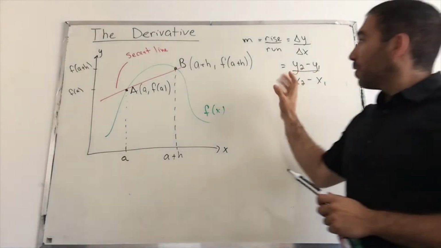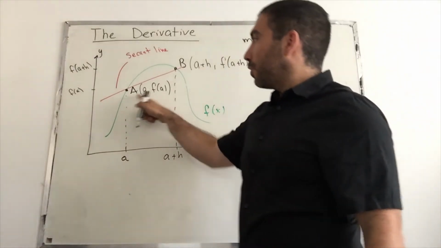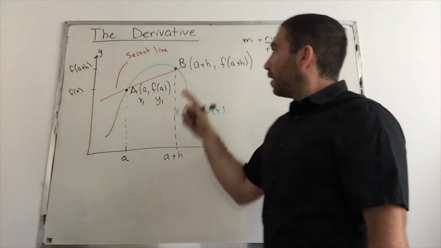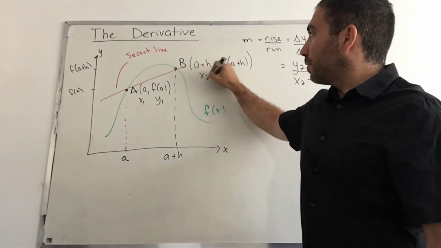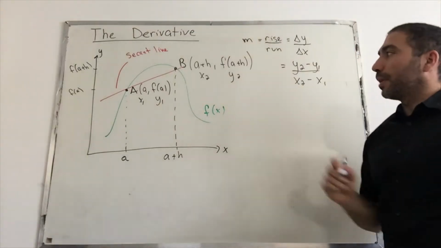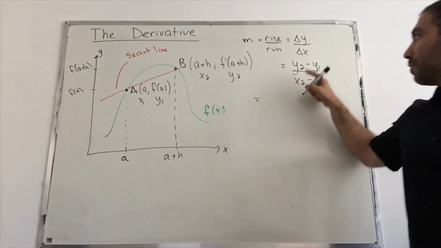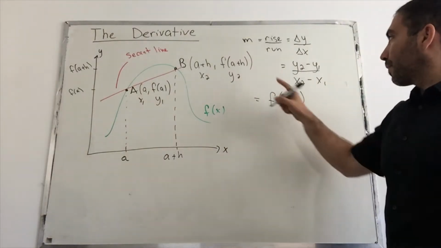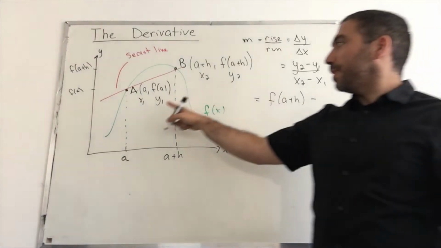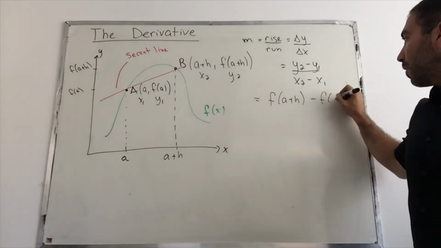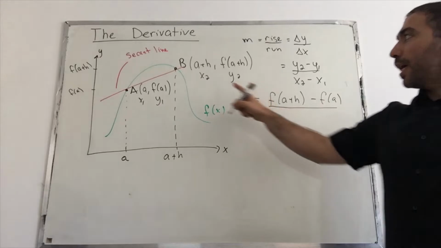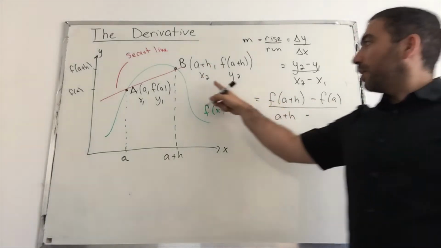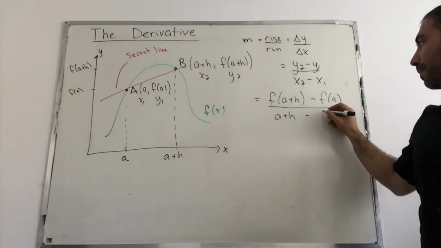So let's change the form. So let's look at our point here. If we look at our point A, we call this our first point. Our little a is x1 and our f of a is y1. And this point B here, this would be your x2, y2. And let's plug it into this formula. We plug in our coordinate points. What we get is y2 is f of a plus h, and y2 minus y1 would be, in this case, f of a. All that divided by x2 minus x1. Our x2 in this case is a plus h, minus our x1, which is in this case our a.